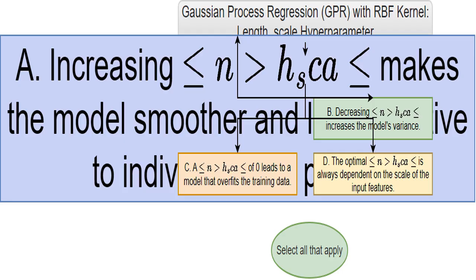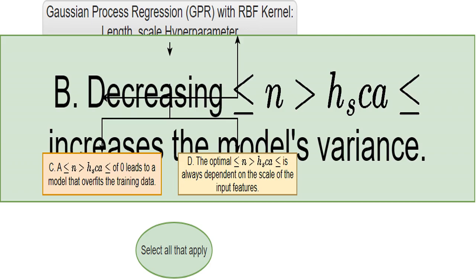If I increase the length scale, the model becomes smoother. It's like drawing a curve with a wider brush. Individual bumps get averaged out. The model pays less attention to individual data points and focuses on overall trends. Decreasing the length scale makes the model more sensitive to individual data points. Imagine using a tiny brush to draw a curve. Every detail is emphasized. This results in more variation, or variance, in the model's predictions. It might perfectly fit the training data but perform poorly on unseen data.